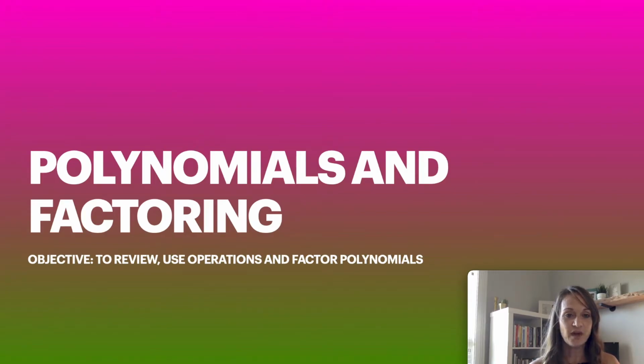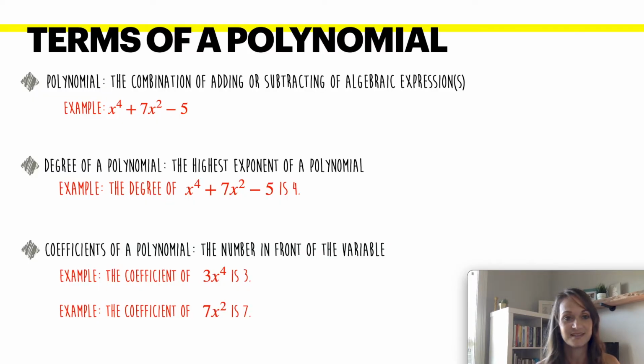In this video, I will be discussing how to review, use operations, and factor polynomials. The combination of adding and subtracting algebraic expressions is called a polynomial. You could have one term, two terms, three terms, 7 terms, 100 terms. A polynomial is a combination of adding and subtracting any of those. The degree of a polynomial is the highest exponent.